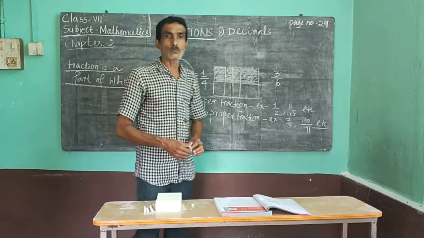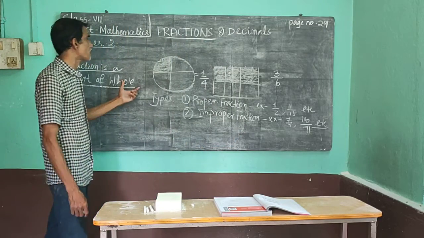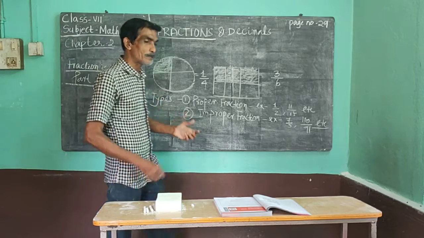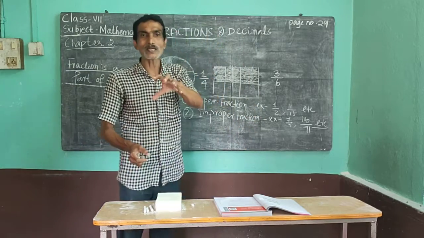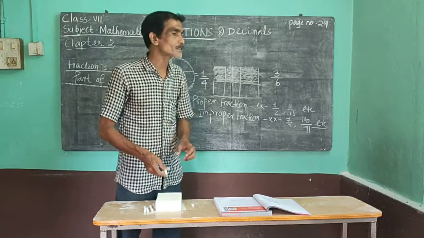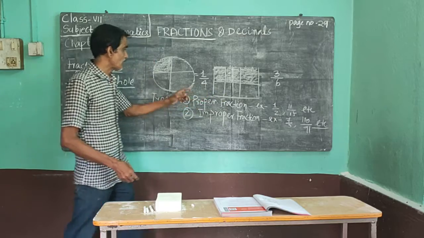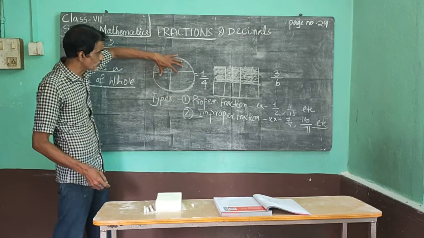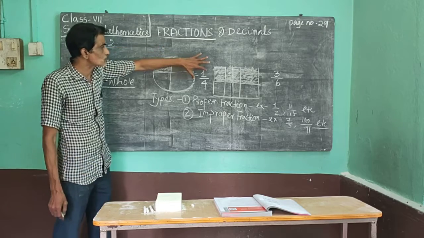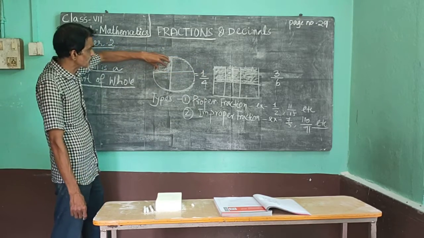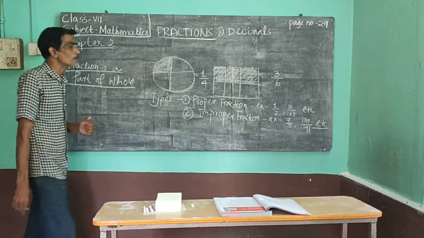As we all know from the previous classes, a fraction is a part of a whole. That means, if I make a whole thing into equal parts and pick any one part, that is the fraction. So look at the blackboard. I draw two pictures here. I made a circle divided into 4 equal parts. I shaded one part that equals 1 by 4. That means this is a part of a whole. So a fraction is nothing but a part of a whole.